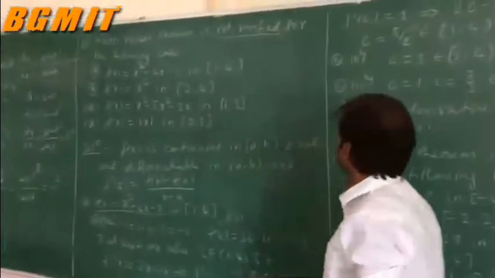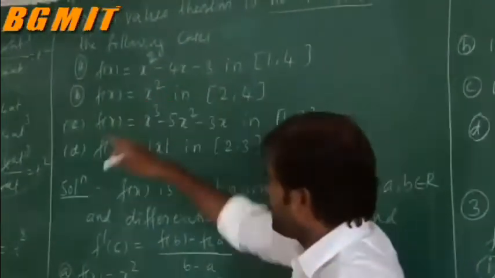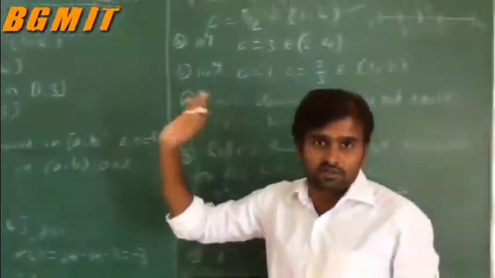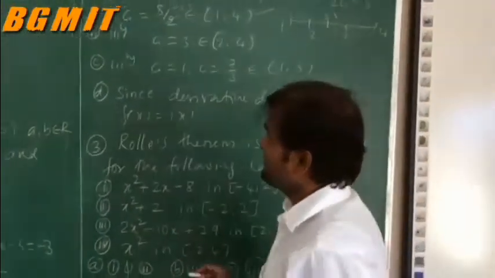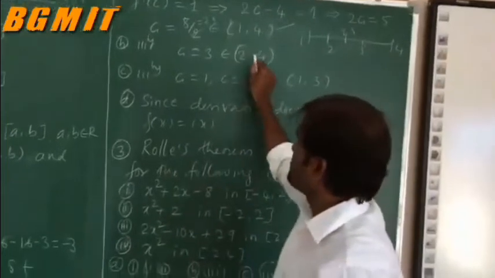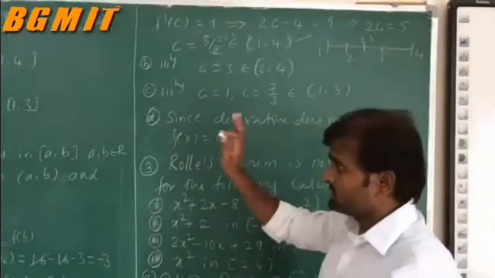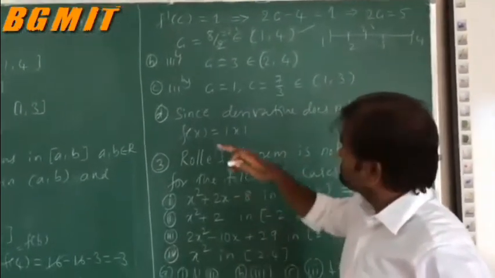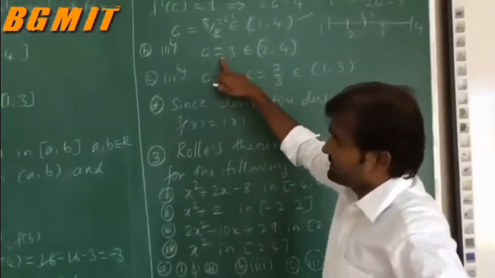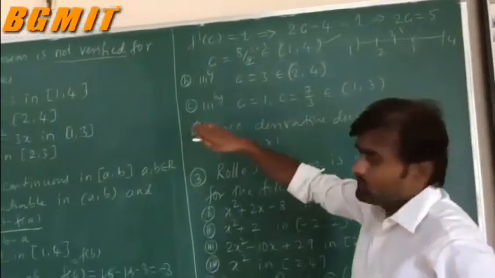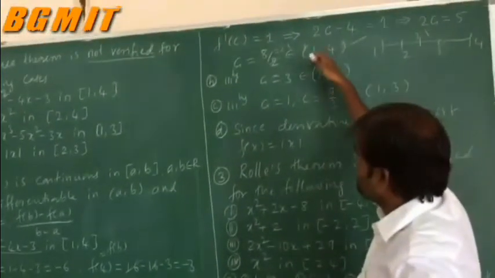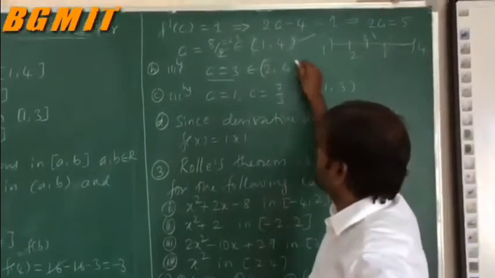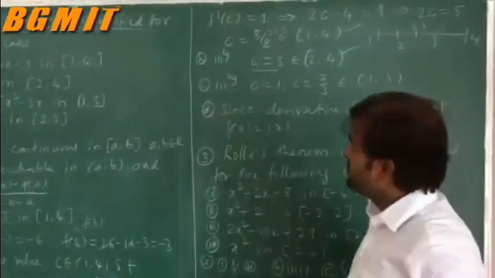Similarly, the second one, B. Of course, the derivative exists, it is a differentiable function in the interval 2, 4. Then what is c? c equals 3. We use the same procedure with 2x. The c value is 3, which is between 2 and 4. So in this interval, B is also verified.